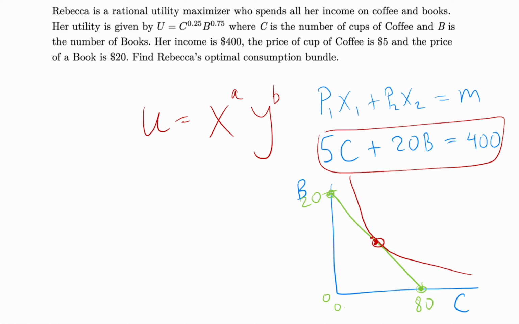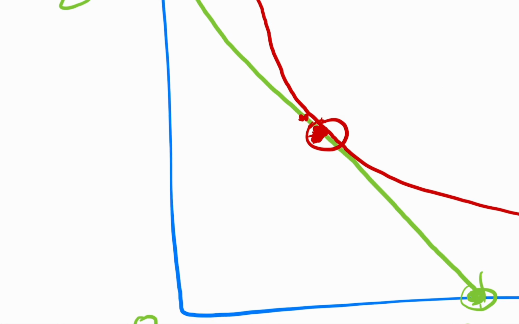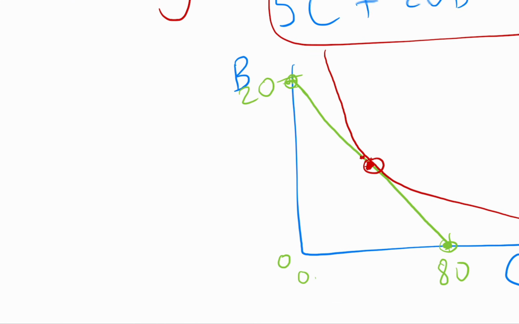The other thing that's got to be true is that the slope of this red indifference curve has to match the slope of this green budget line. So that's what it means to be tangent. It means that the slopes are the same. If you zoom in, the steepness of the red and the green are exactly equal at that optimal point.